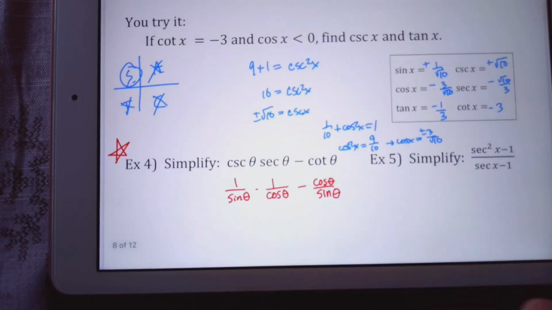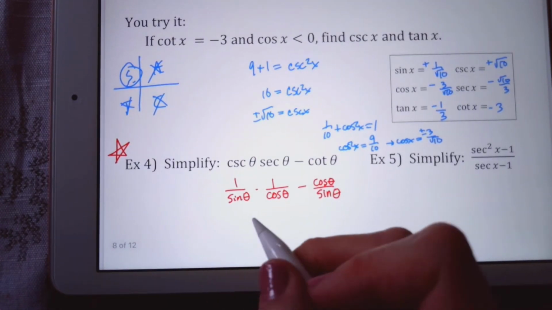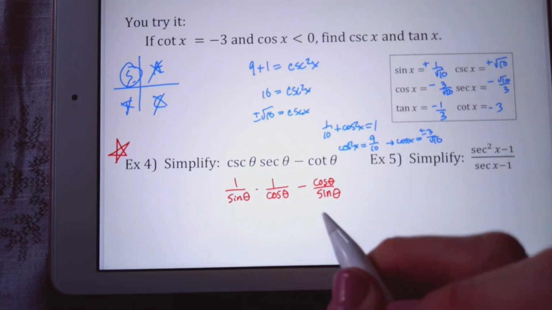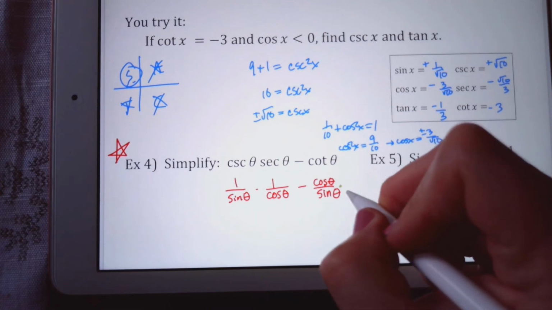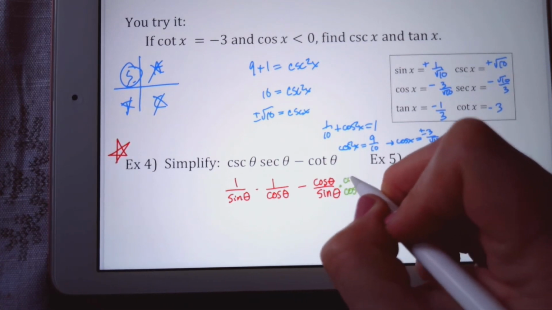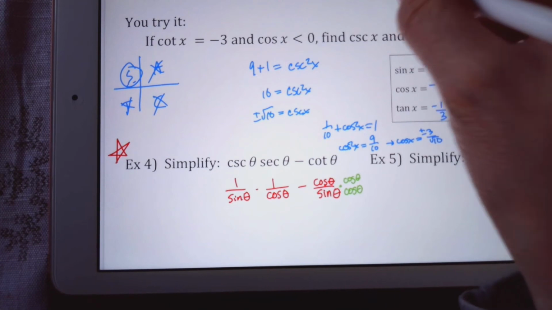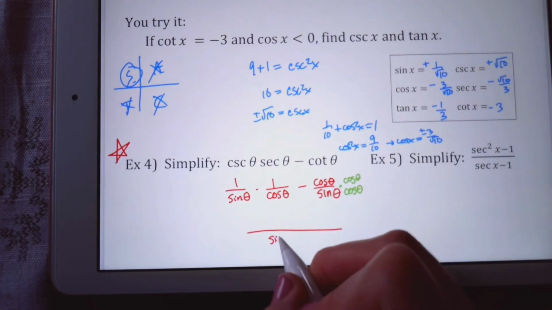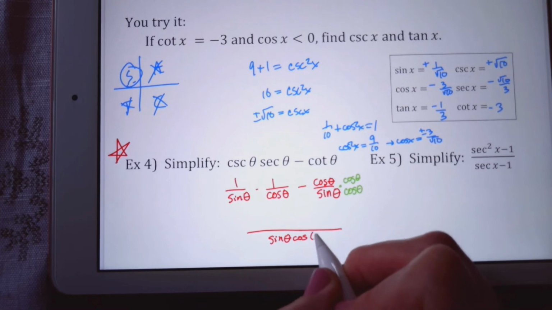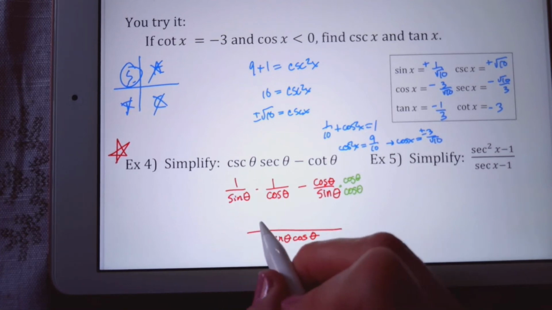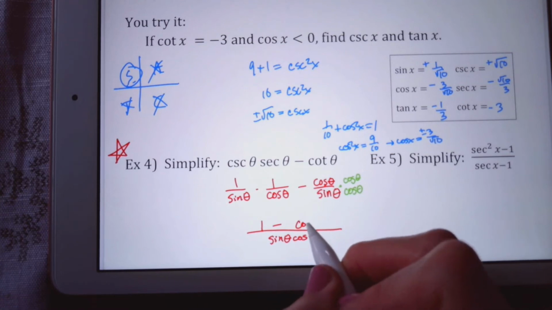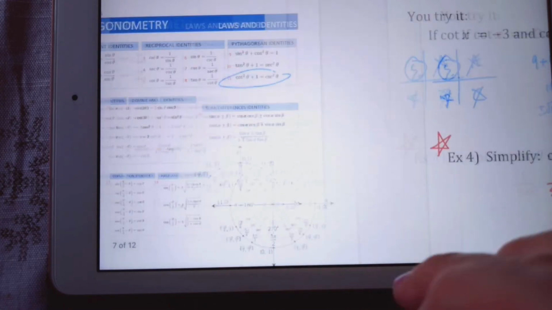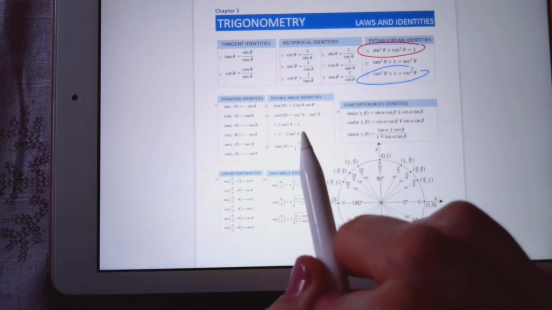All right, so now let me try and get a common denominator. My common denominator would be sine and cosine together. So if I'm going to do that, I have to give a cosine to this guy. Let's see what we got. I have one big fraction with sine and cosine at the bottom. And this one's just 1 minus cosine squared. So sine squared plus cosine squared equals 1.